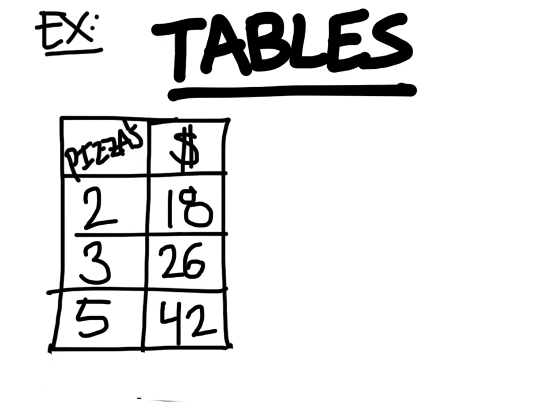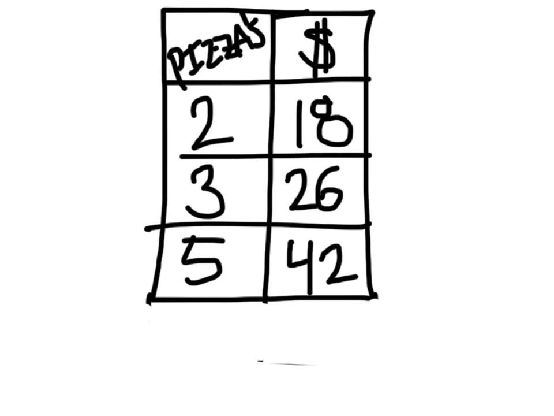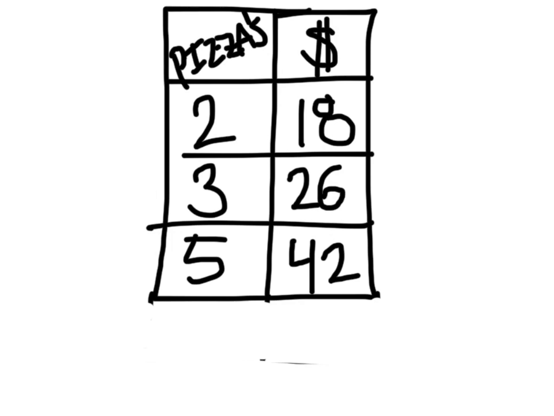Let's consider first, though, if this table gives us a proportional relationship. Is this a proportional relationship? No. 18 divided by 2 is 9. 26 divided by 3, not 9. That's all we need to really look at. So this is not proportional, so we need to find the rate of change.